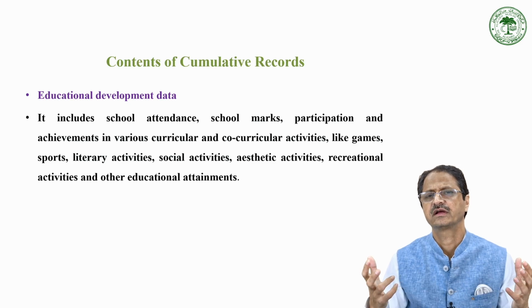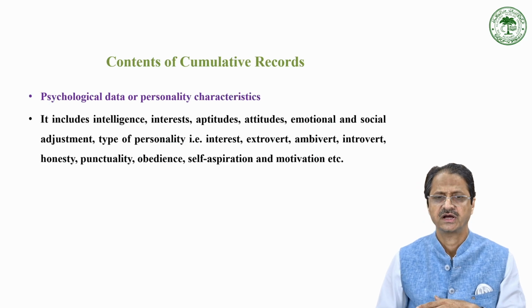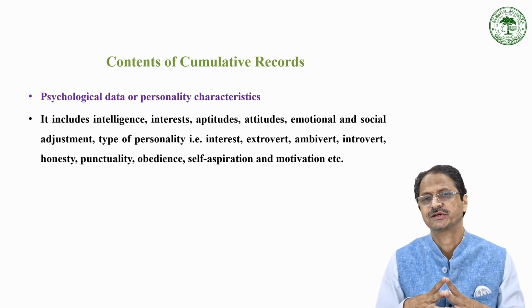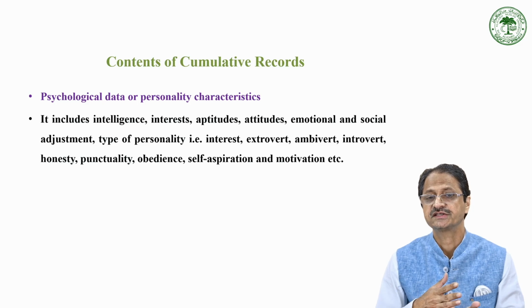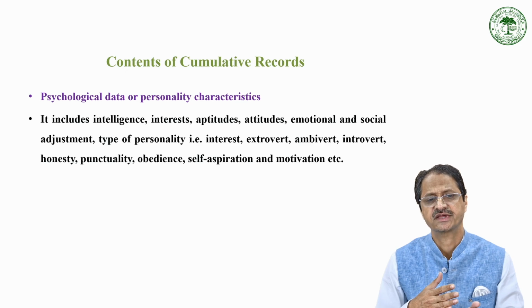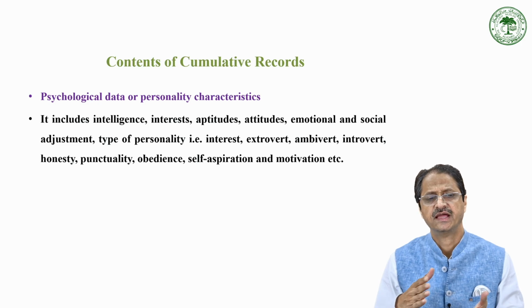So for giving useful guidance and objective guidance, it is important that we are collecting all kinds of the data related to educational development about the student. Psychological data or personality characteristic features are also very important in the progress of the students. It includes intelligence, interest, aptitudes, attitudes, emotional and social adjustment, type of personality, that is introvert, extrovert, ambivert, and honesty, punctuality, obedience, self-aspiration, and motivation.